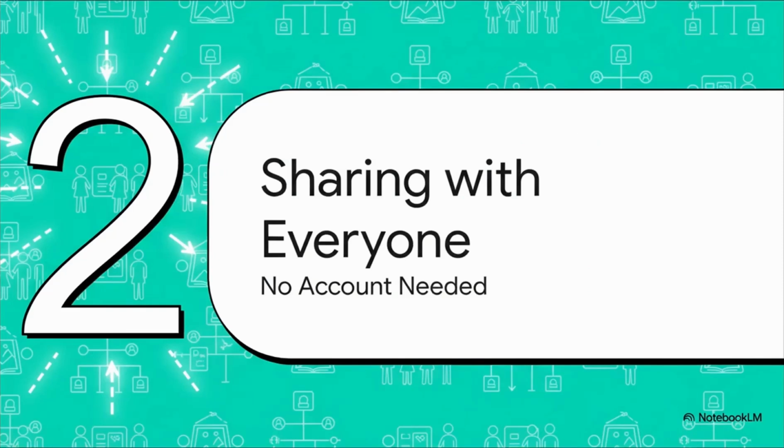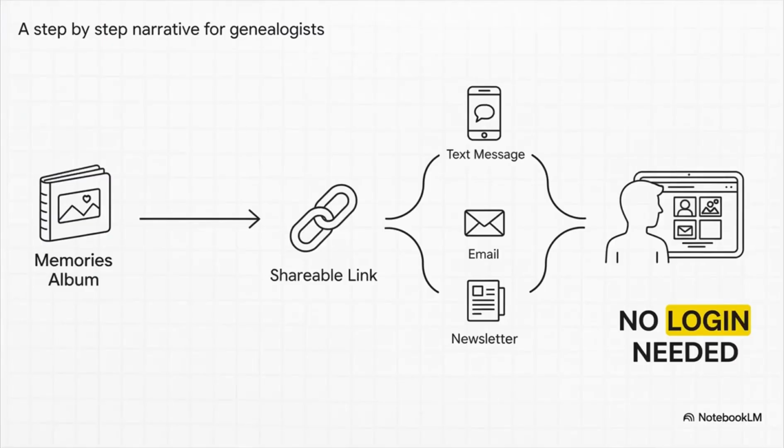But let's be real. We all have those relatives who just aren't going to sign up for a FamilySearch account, right? Don't worry. There's a fantastic way to include them too. This is so cool. You can create what's called an album right in your memories gallery and then generate a direct, shareable link. You can text this link, email it, you could put it in a family newsletter, whatever you want. And the best part, no login is required for them to see what you've shared.